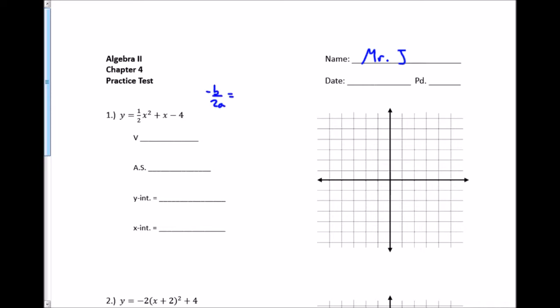So the opposite of b is a negative 1 over 2 times a, which is 1/2, which is a negative 1 over 1, which is a negative 1. So that's the x value for my vertex, a negative 1. To find the y value, I have to plug that negative 1 back into the equation. So I've got 1/2 times negative 1 squared plus a negative 1 minus 4. That's going to give me 1/2 minus 1 minus 4, which looks like about a negative 4.5.